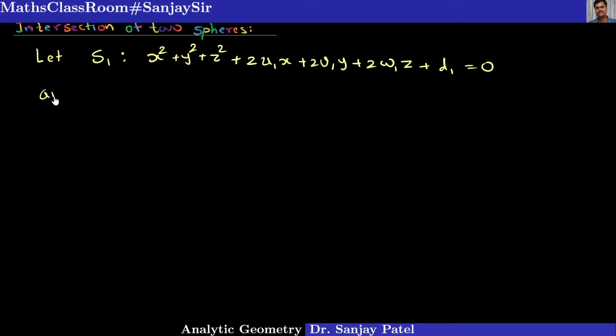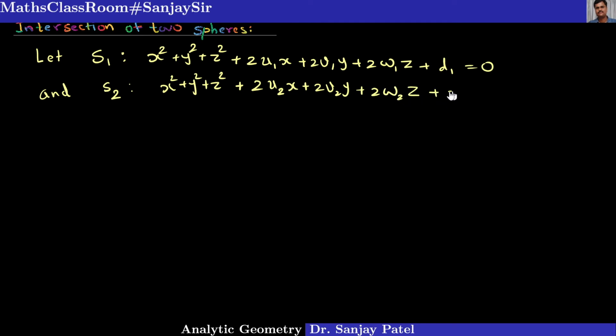And another sphere S2 is given by x square plus y square plus z square plus 2u2x plus 2v2y plus 2w2z plus d2 equal to 0. These are the two distinct spheres in R3.